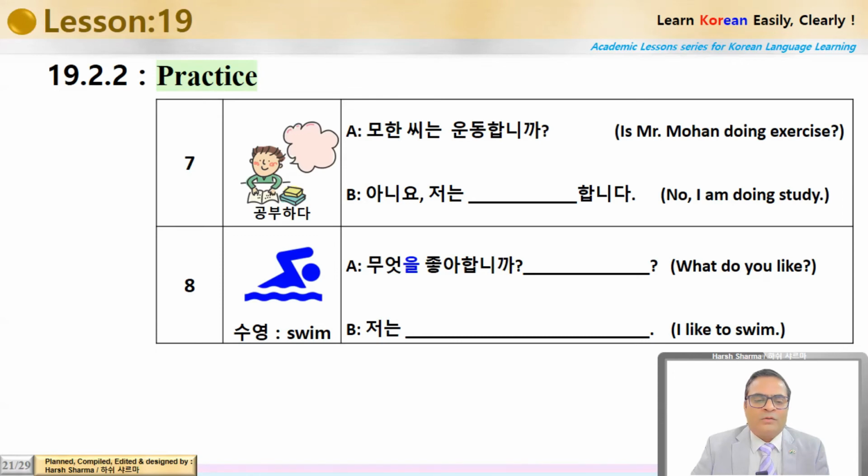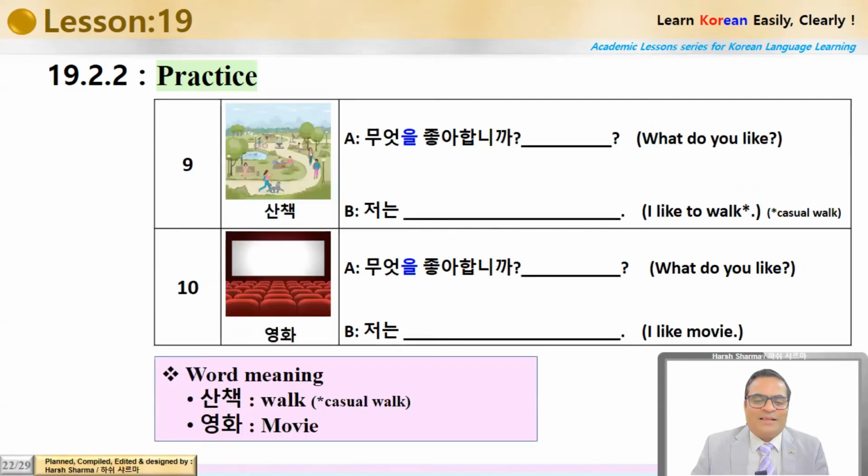저는 수영. 수영 meaning is swim. 네. 무엇을 좋아합니까? You have to just fill the answer in this. 저는, see the noun. The noun is 수영 here. 네. Well done. Let's check number 9.